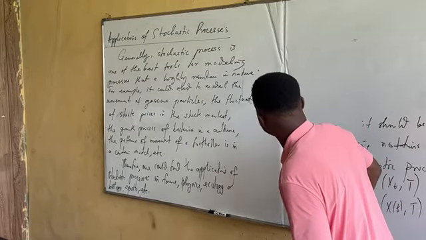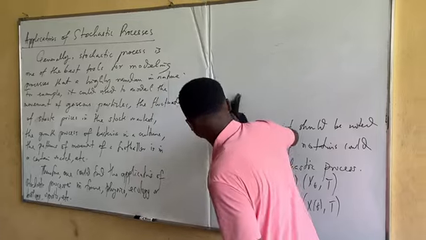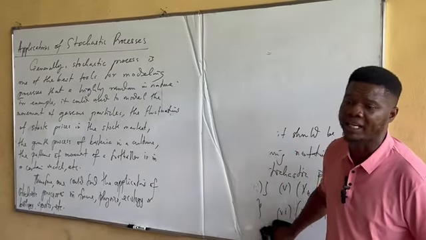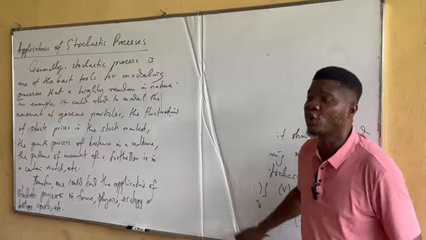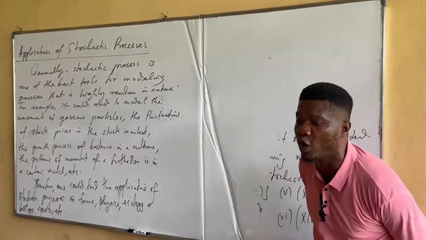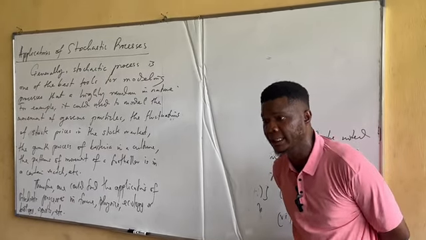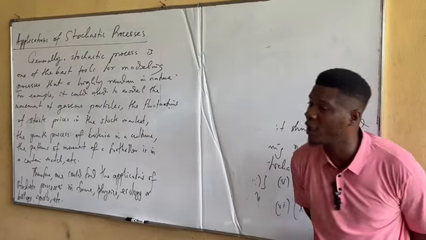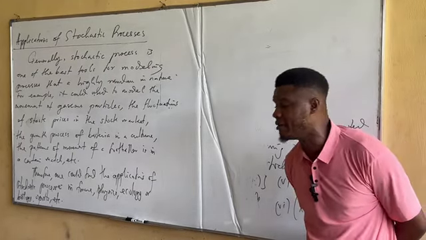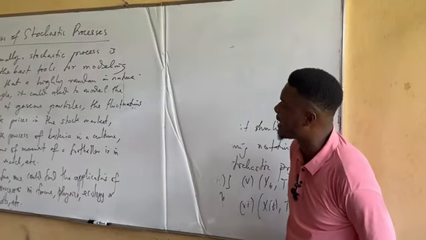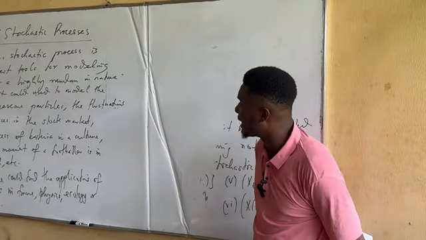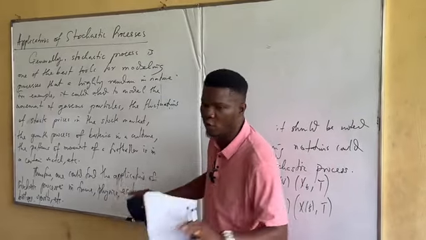So, under applications of stochastic process, what can a stochastic process do for you? Stochastic process will help you do what we call modeling. Is it clear? Modeling or describing processes. What kind of processes do we describe in stochastic process? Processes that are highly random in what? In nature.